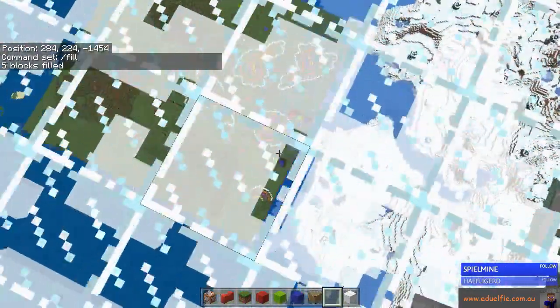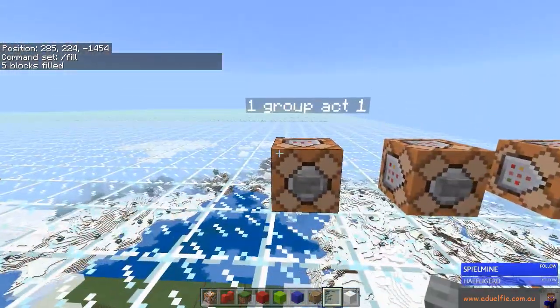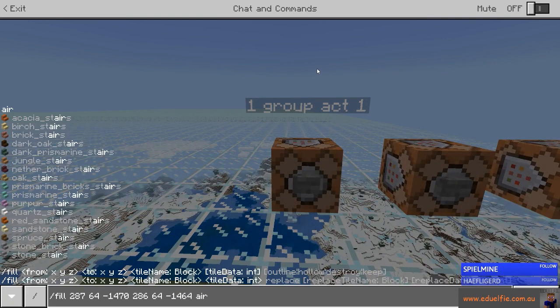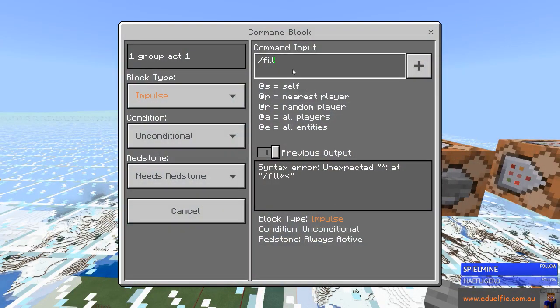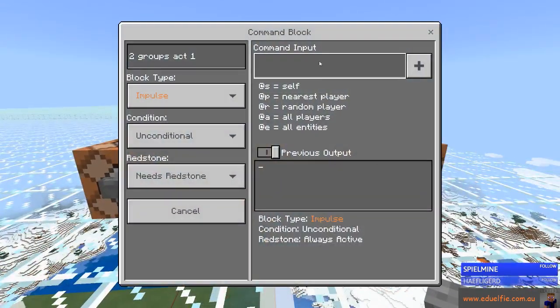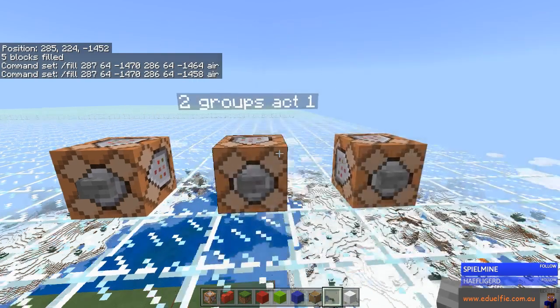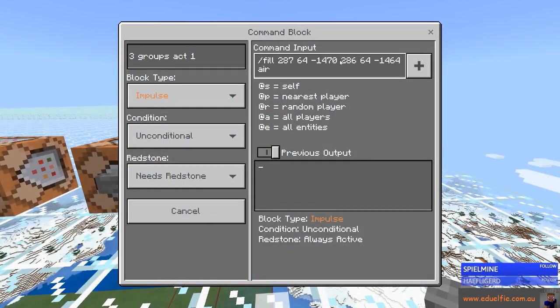Right, so that did that. So now if we go up, copy, paste. That's that, and then we go in here and we change 1464 to 1458, and we do it again in here and we change 1464 to 1452.